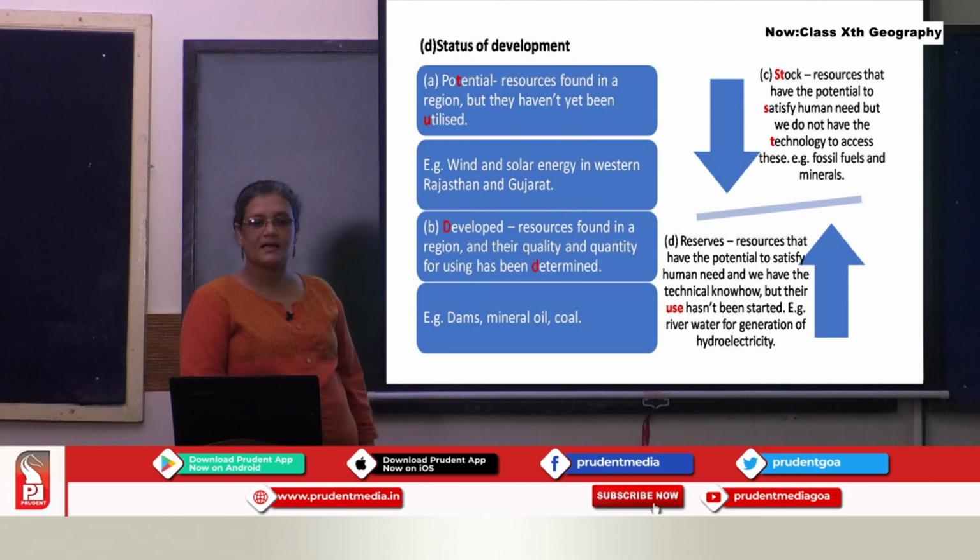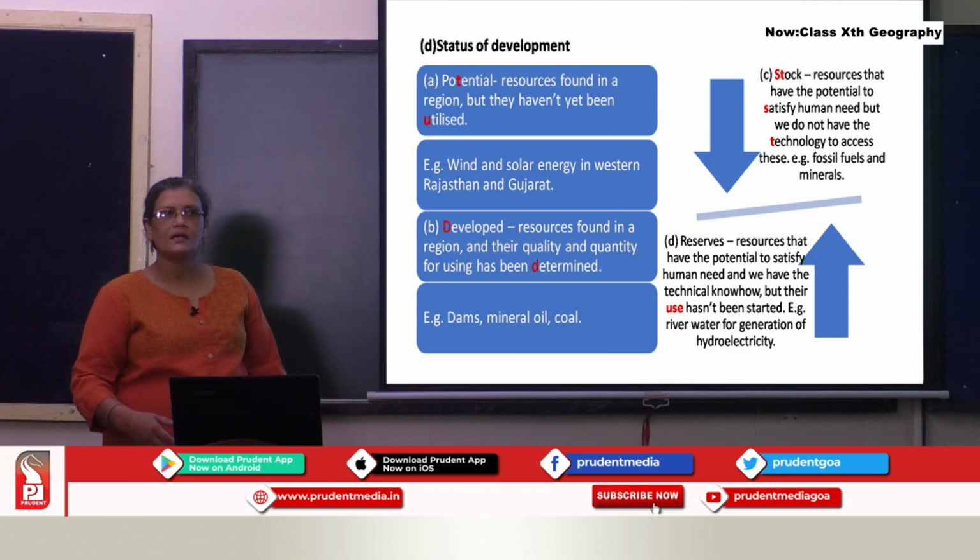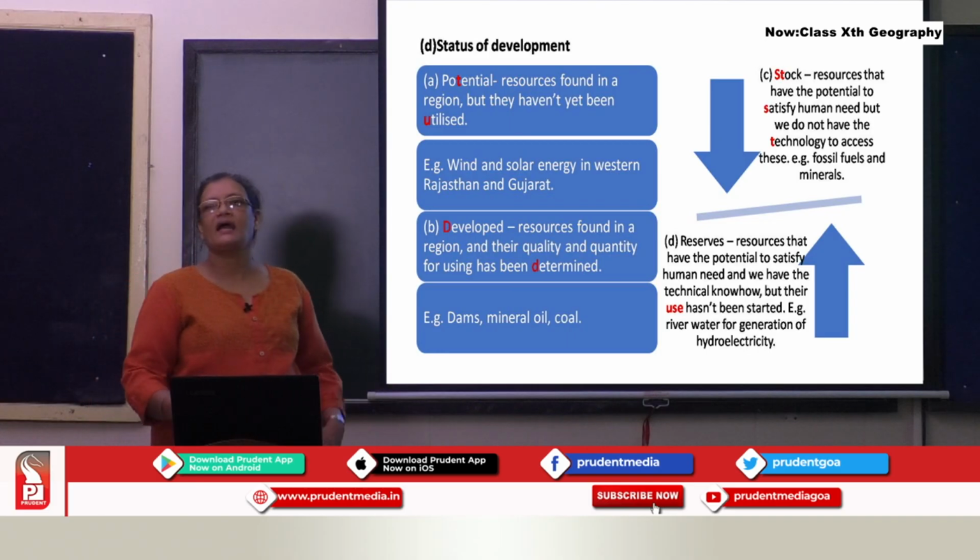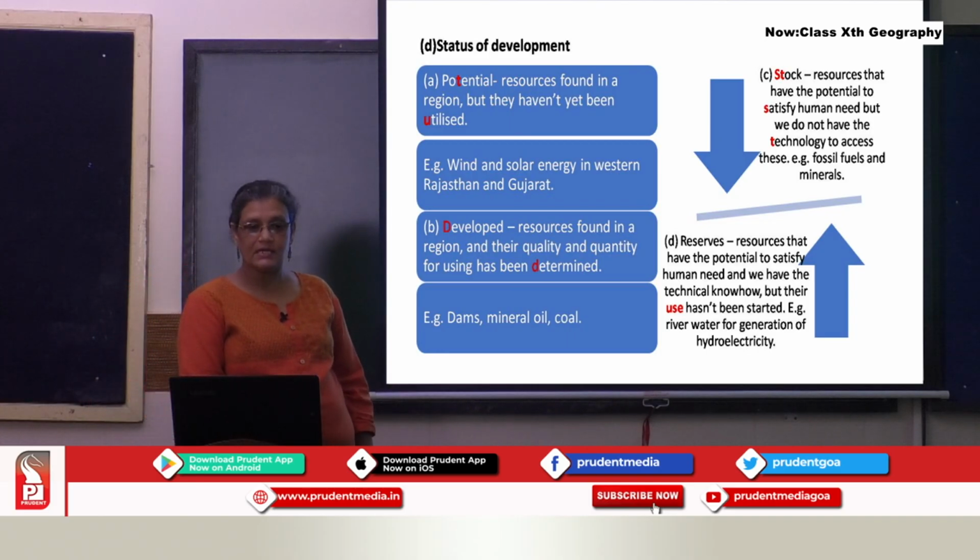Next, the S comes for the status of development. Now, all the resources that we have found need to be developed, right? So, how much have we developed these resources? Now, these resources are of 4 types. One is said to be potential, developed, stock and reserves. Potential resources are resources which are found in the region, but they haven't yet been utilized. They are there, but they are not utilized, maybe because we are already using some of these. We need to keep them for some other time.